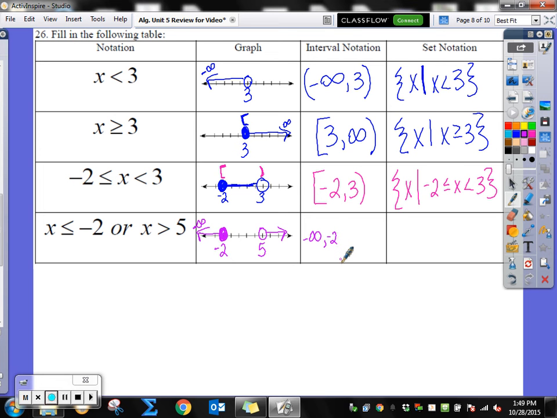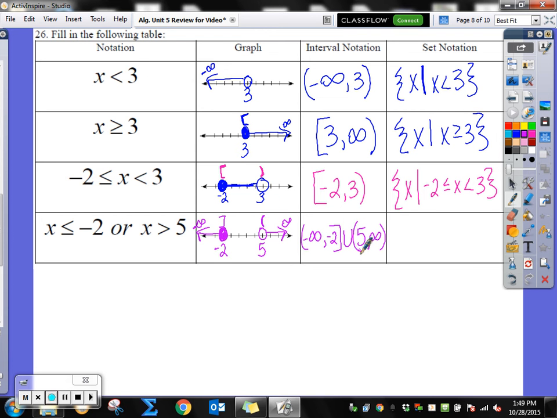Now I'm going to finish this off. I know negative infinity is just going to have a parenthesis. -2 is going to have a bracket. And this is called a union. This is just because it has two pieces on our graph. So we're going to put a U. And then we're going to do our other one. So 5 to infinity. I know it's always a parenthesis at infinity, and because it's open, it is a parenthesis at 5. And that's our interval notation.